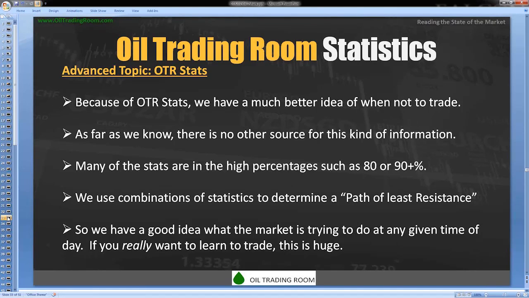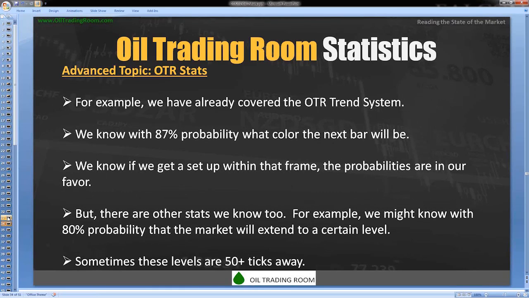So we have a good idea what the market's trying to do in any given time of the day. If you really want to learn to trade, this is really huge. This is just comfortable. For example, we have already covered the OTR trend system, 87%, right? We know if we get a setup within that frame, the probabilities are in our favor. And so there are other stats that we do too, like we might know that the market's going to extend to a certain level as an 80% probability level. Sometimes these levels are like 50 ticks away or even more.